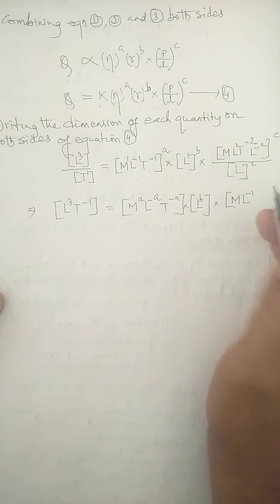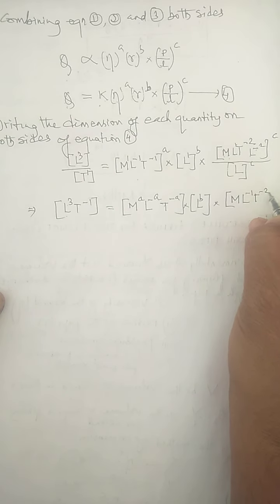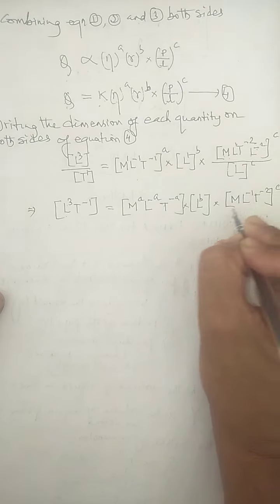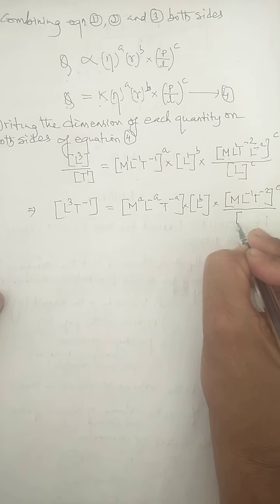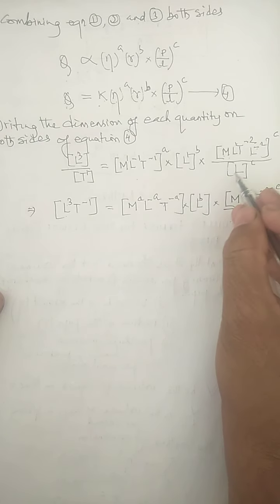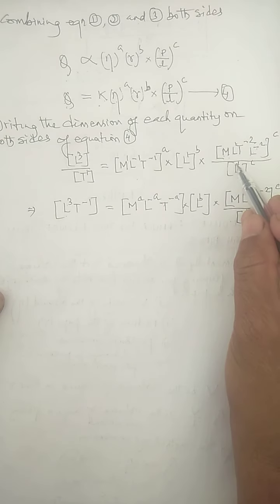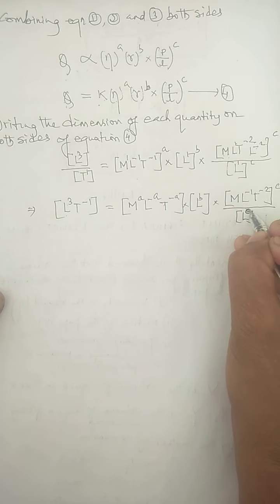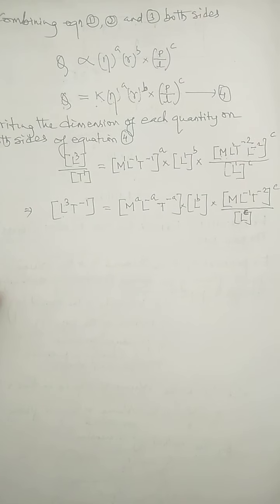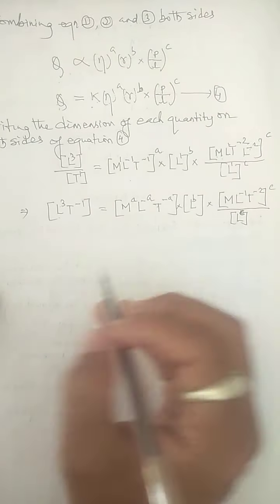It's L to the minus 1. And this is t to the minus 2 with power what? C. By L to the power C. But L to the power C means L to the power C only. So 1, because the power is 1. So 1 into C means C. That's why this is L to the power C. Okay. Now, let me take this in the numerator again.